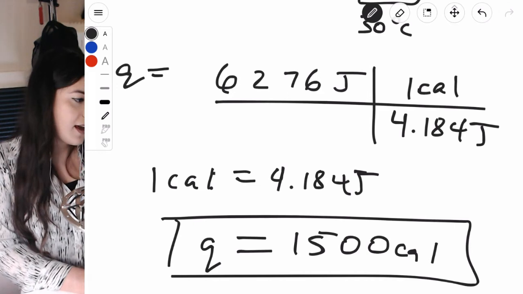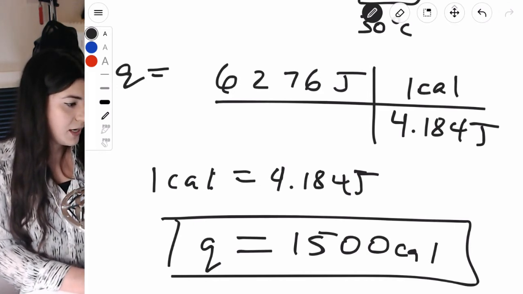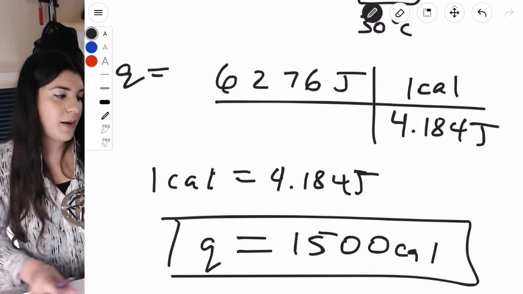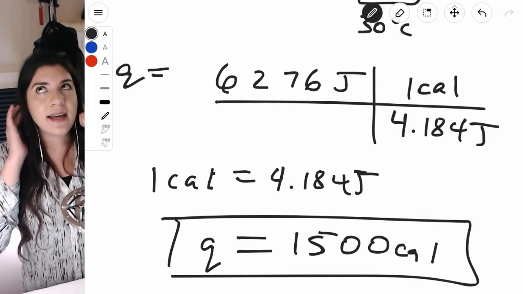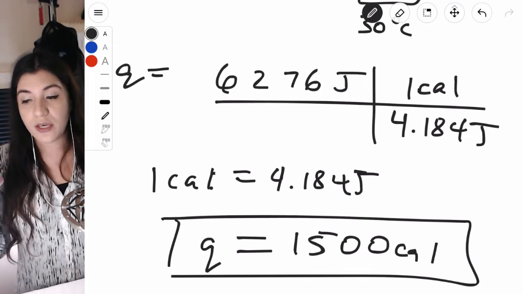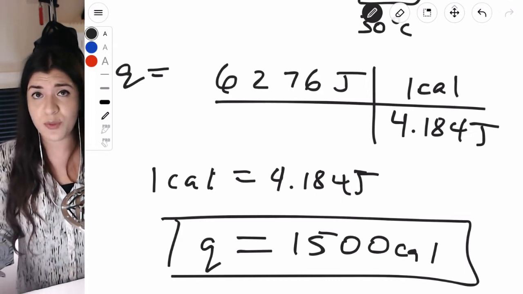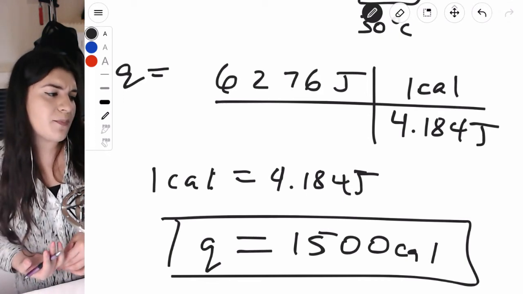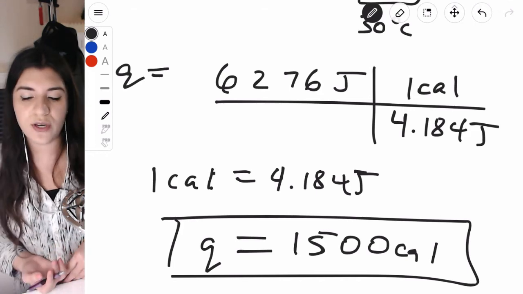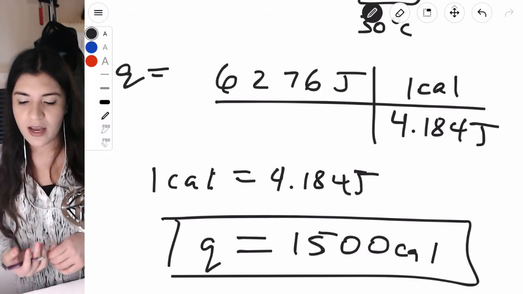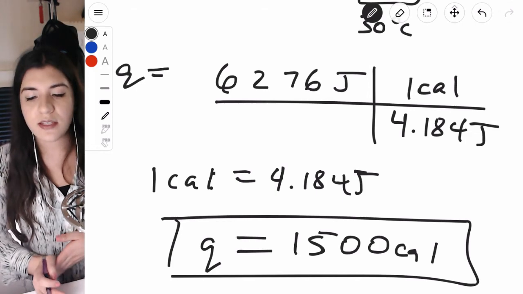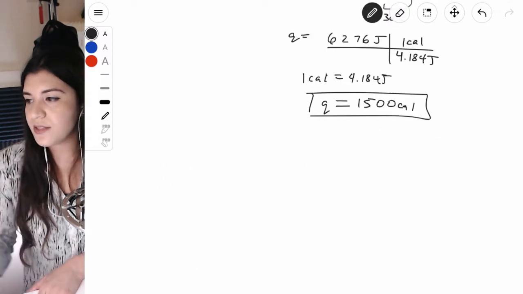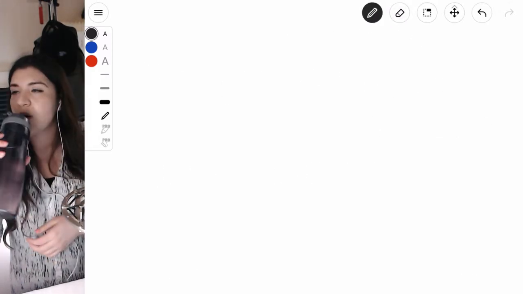Let me make sure of one little thing: it didn't say anything about absorbing or releasing heat. No, it didn't, so it is positive. I always like to check whether the heat is being released. If heat is being released, this would be negative. If it's being absorbed, then it would be positive. And since the temperature is increasing, that also helps you figure out that it's going to be positive. Okay, so that's this question. Let's see the next one.